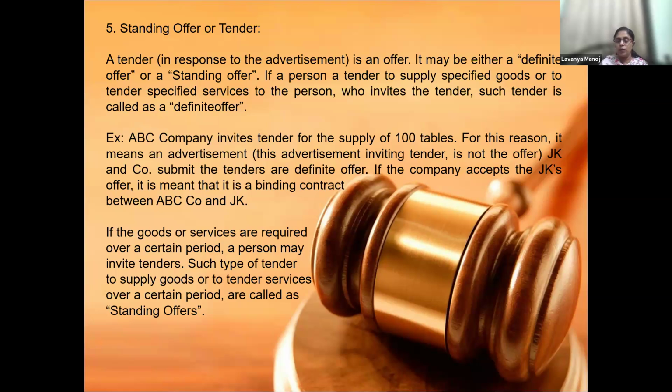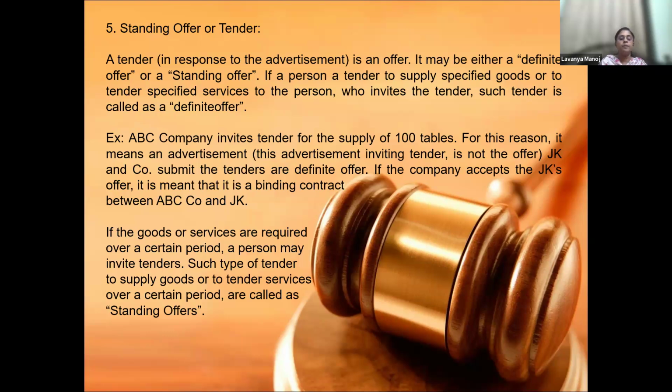So they will come with a particular price valuation, and the PWD department or whoever is in charge. If they are okay with one particular party's proposal, then they will accept the offer, accept the tender, and a contract will be made. It may be either a definite offer or a standing offer. If a person tenders to supply specific goods or specified services to the person who invites the tender, such a tender is called a definite offer.